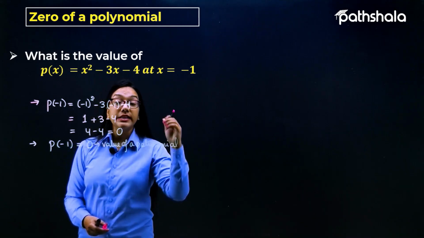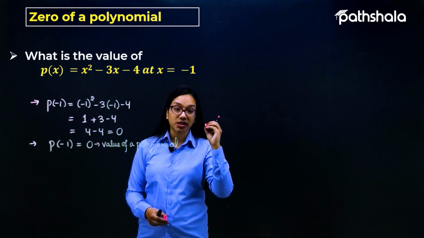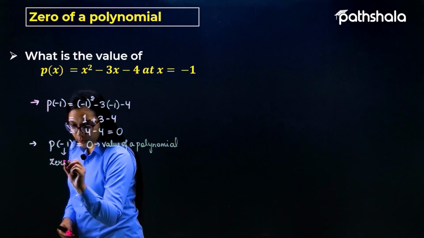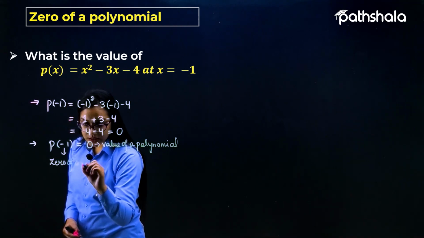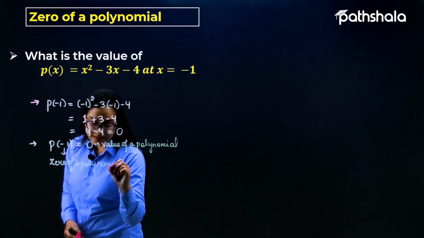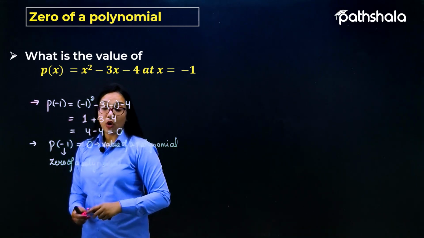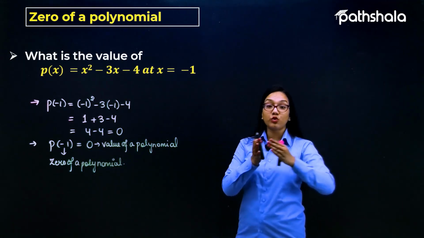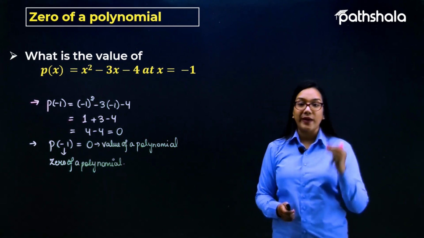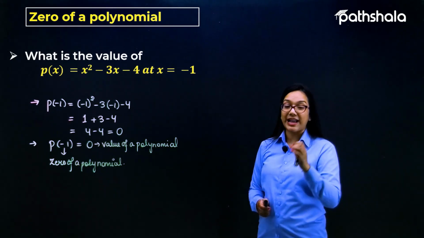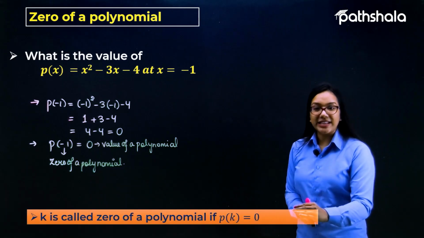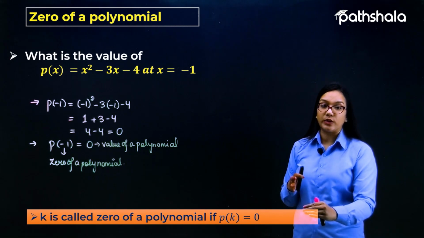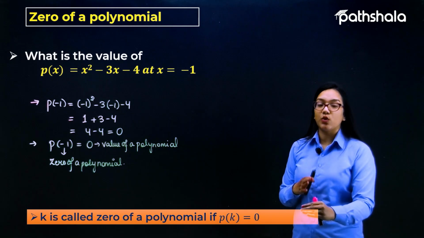But we are talking about the zero of a polynomial. What is the meaning of the zero of the polynomial? This minus 1 is called the zero of a polynomial. So always remember, whenever we substitute any particular value in the given polynomial and the value comes out to be 0, then that particular point is called a zero of a polynomial. So the conclusion is, k is called a zero of a polynomial if p of k is equal to 0. So this is all about the zero of a polynomial.